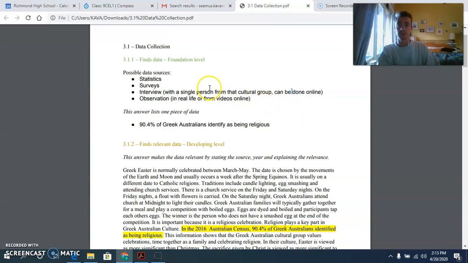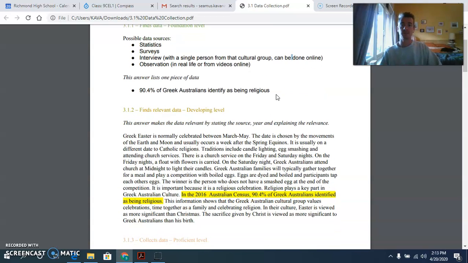Important to note here as well is Ms Lytas has listed possible data sources you could use. So statistics, surveys, interviews with a single person from that cultural group, which can be done online, or observations in real life or from videos online. The next step, 3.1.2, is finds relevant data.